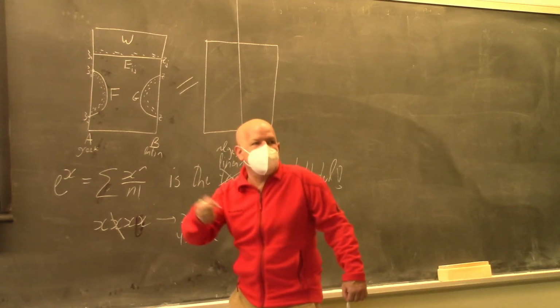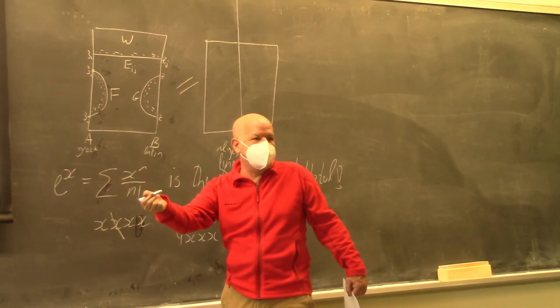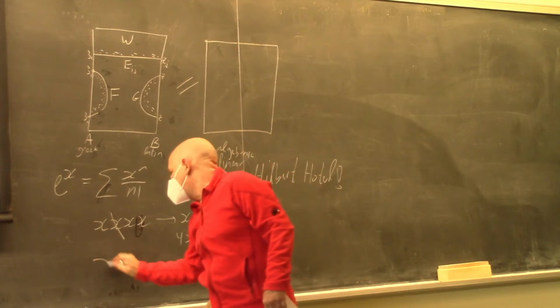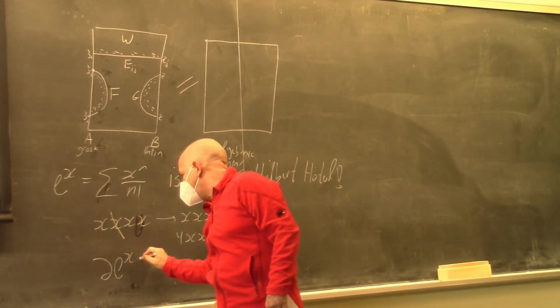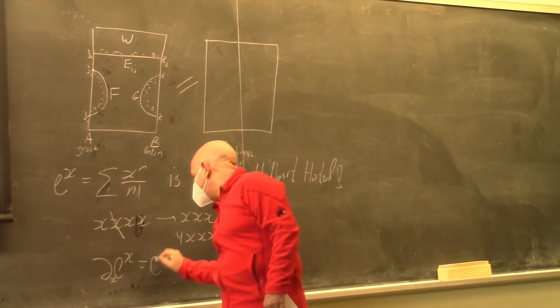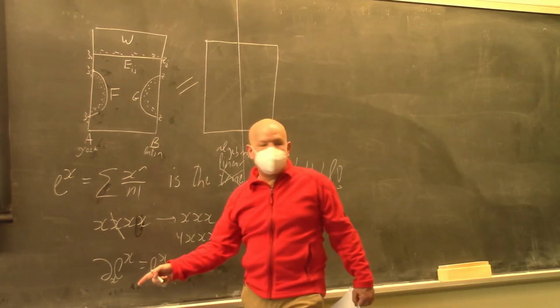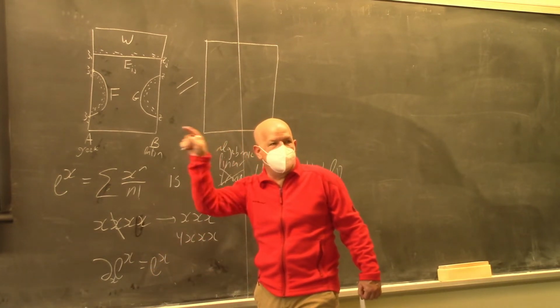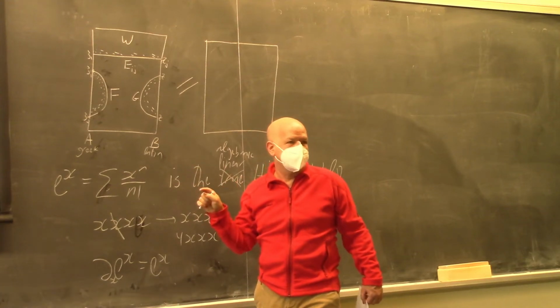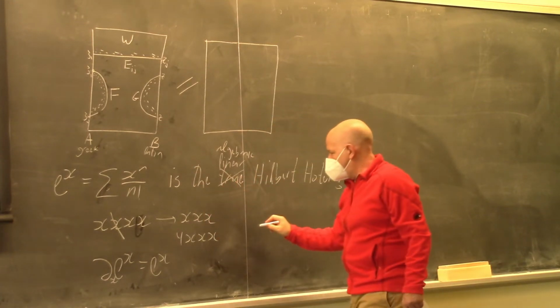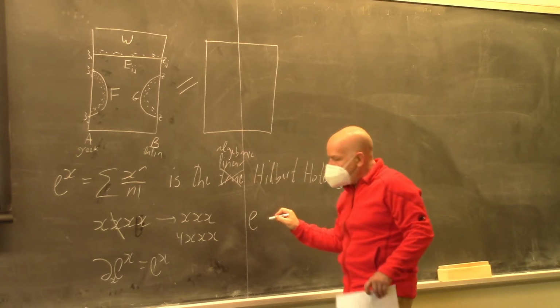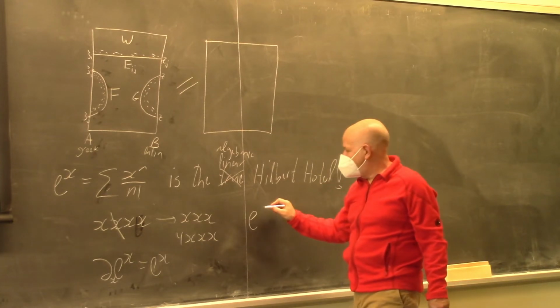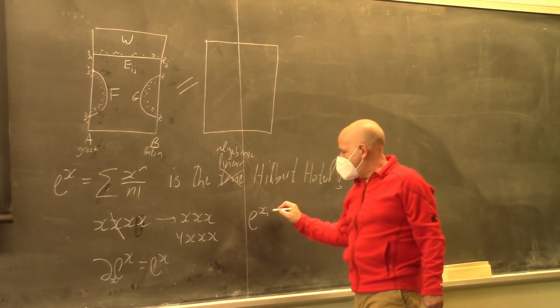And killing one x is differentiating with respect to x. So the derivative of e to the x is e to the x. So the Hilbert Hotel is unchanged if you occupy one room.